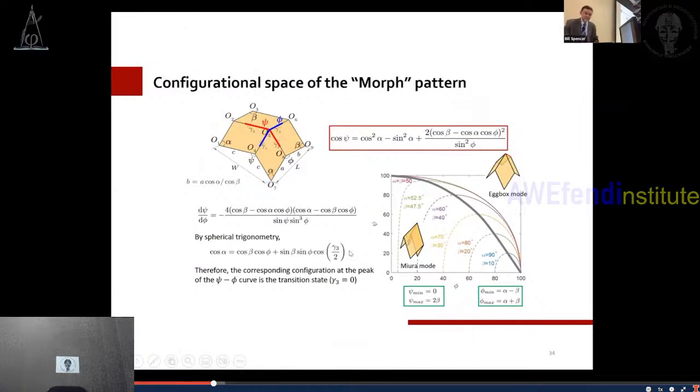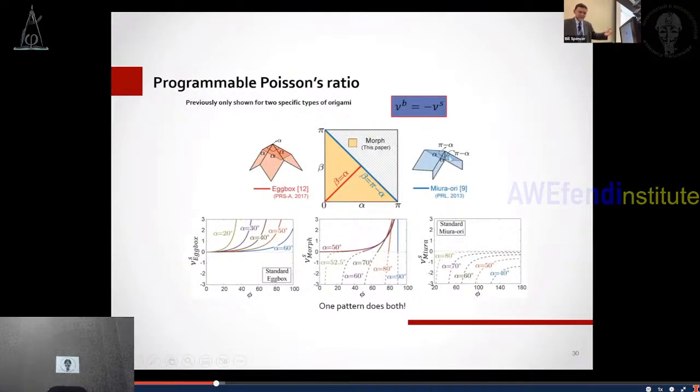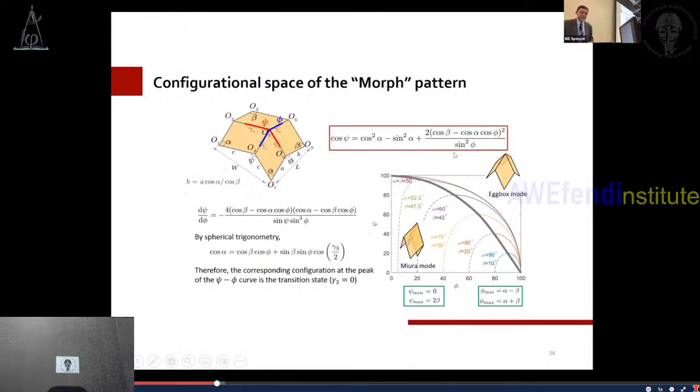And now here is our parameterization of the pattern, and here is the psi angle, the phi angle. We are looking at the geometry, and this pattern is dictated by these angles alpha and beta of the morph pattern. If they are all equal, as I said, it is an egg box. If they are alpha and pi minus alpha, then it is a Miura.